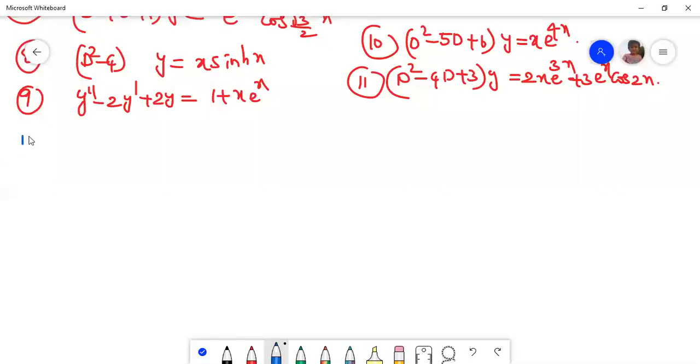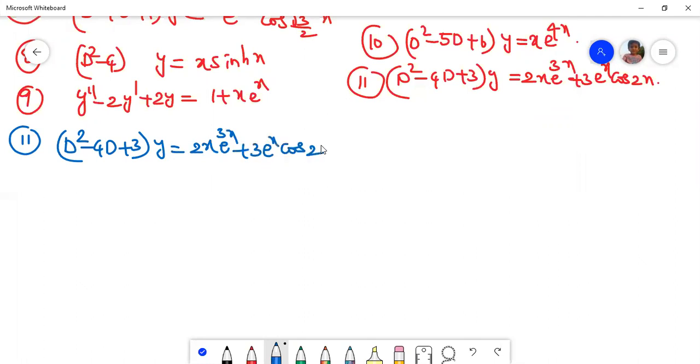The next problem is related to two cases. One is the algebraic case, another one is the trigonometric function. So here the problem is D square minus 4D plus 3 into y is equal to 2x e power 3x plus 3 e power x cos 2x. Here let it be equation 1, which is in the form of f of D into y is equal to q of x.